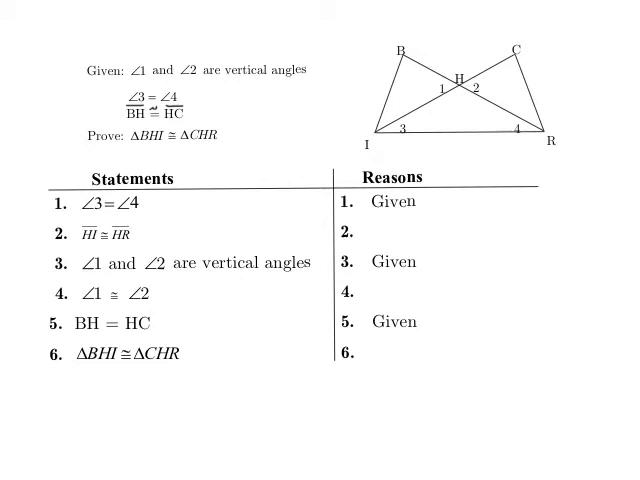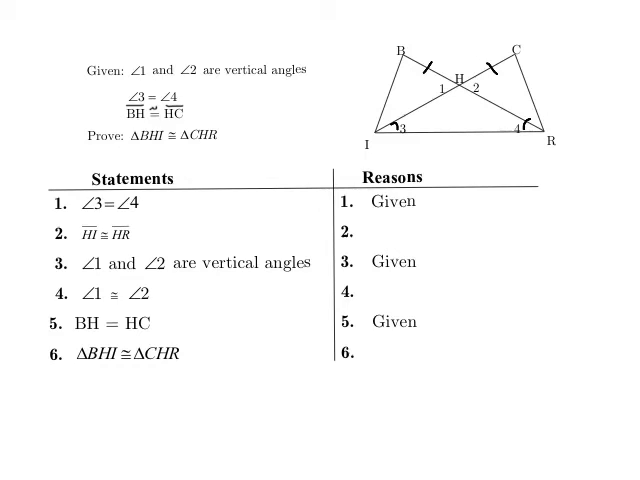So now let's look at our third proof. We're given that angle 1 and angle 2 are vertical angles. So here they are, and we can see that they're vertical angles. I'm not even sure if we actually have to have that given to us. We're given that angle 3 is equal to angle 4, and BH is congruent to HC. So I'm going to mark up my diagram. BH, HC, angle 3, angle 4.